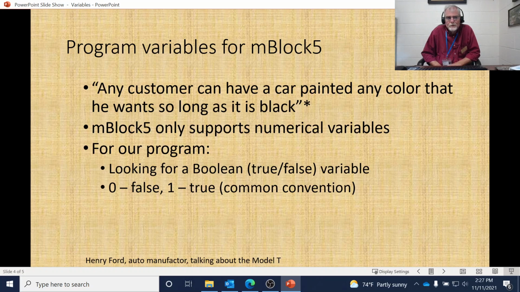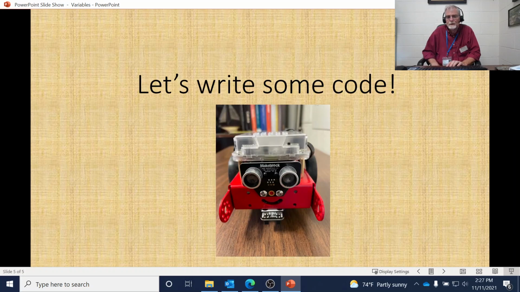Now, for our program, we don't have to worry about that. So what we'll do is we'll say 0 is false and 1 is true. That's not an uncommon way of doing that, by the way. We do that in a lot of other languages when we want to represent a Boolean variable because they don't have a Boolean variable as such. Okay, now that we've got the theory out of the way, let's go write some code.